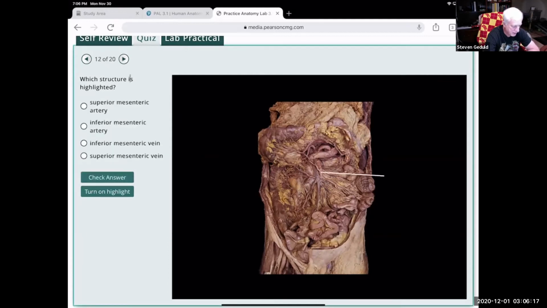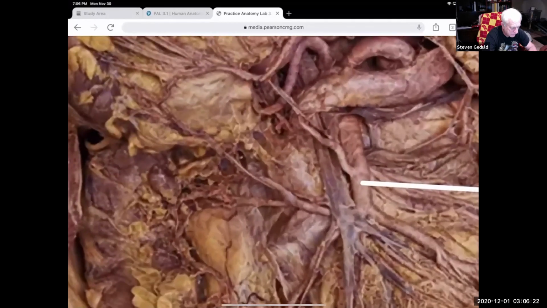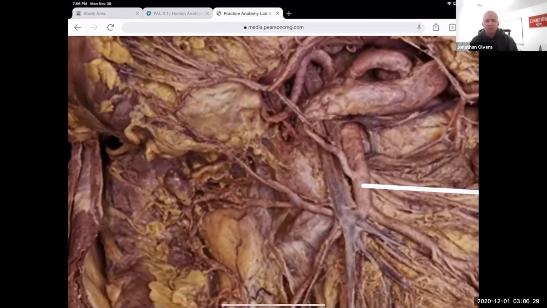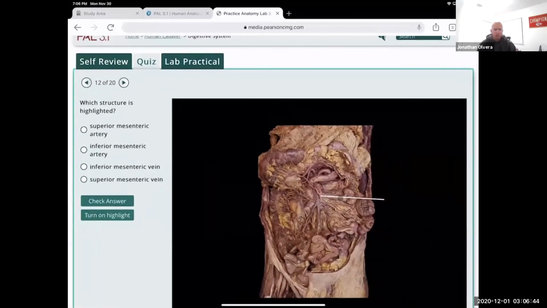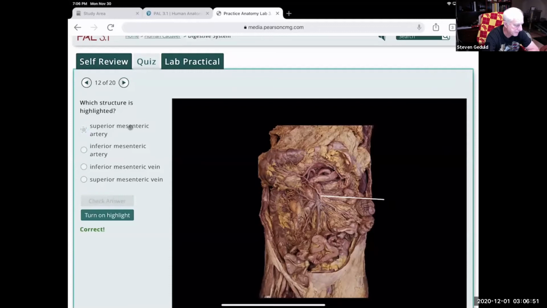All right, what structure is highlighted here? What does that look like? An artery. Perfect. You can tell the difference between artery and vein. Arteries maintain their round shape, veins become flattened out. So the superior mesenteric artery keeps its round shape here. Superior mesenteric vein becomes flattened out. That's what you can tell when you're looking for an exam. Superior mesenteric artery, right? Yep. Perfect.